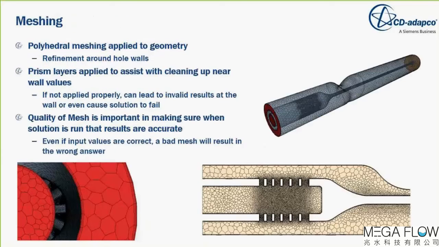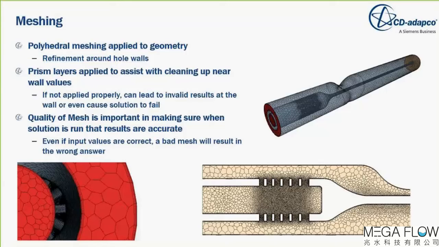Meshing is considered a very important part in our software. It's one of the more crucial aspects in setting up your model, highlighting the fact that even though you can have the physics correct, if the meshing is of poor quality, you'll never get a correct answer.